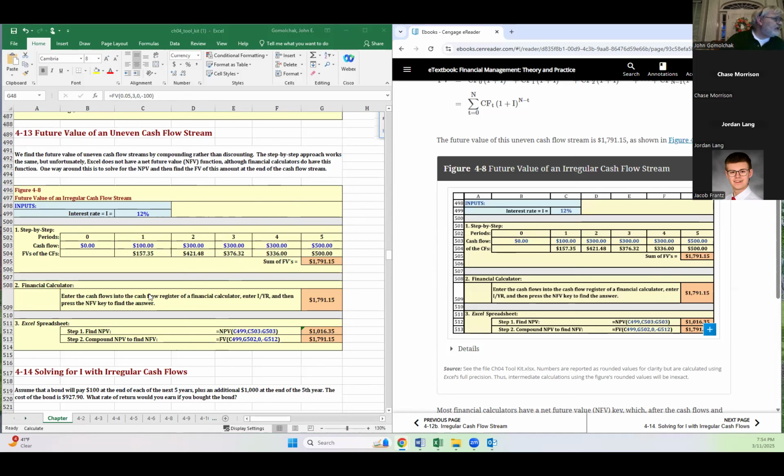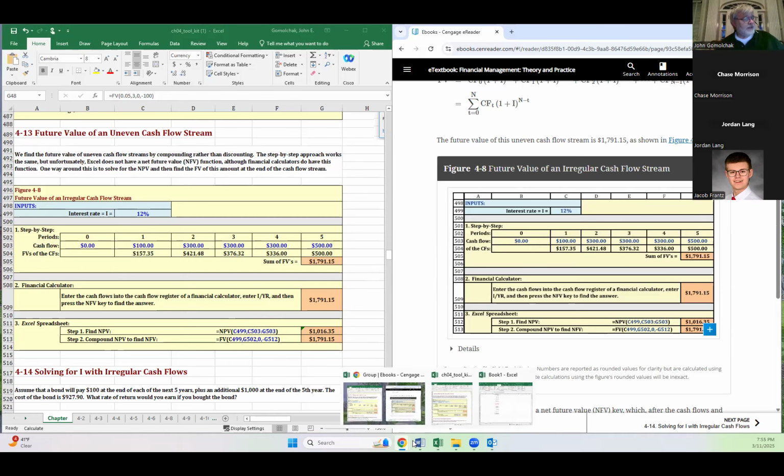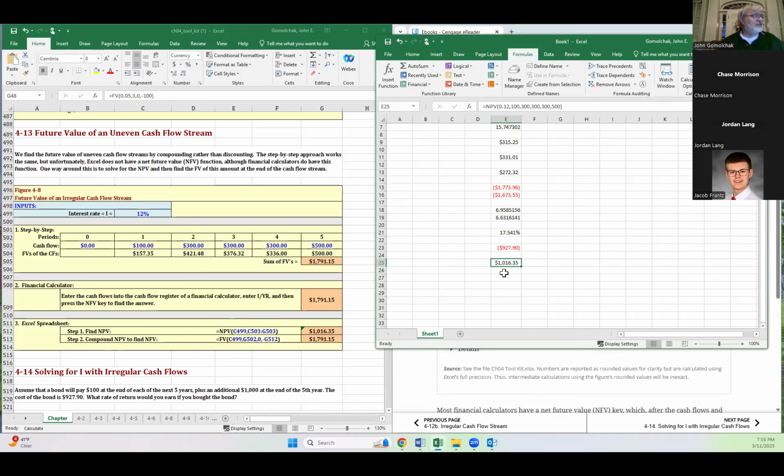So it's going to be, we have to find the net present value, and then we have to compound the net present value to find the net future value. Okay. That's easy. No, it's a two-step process. So we absolutely love two-step processes, don't you? I know I do. Let's do it. So we already know that our present value is 1016.35. So they've already showed us this right here. So now what we want to do is we want to compound that into the future. So it's going to be future value.